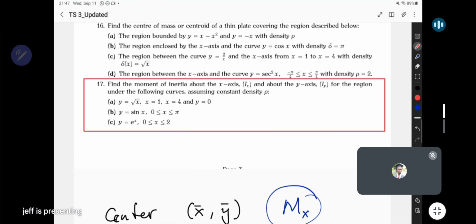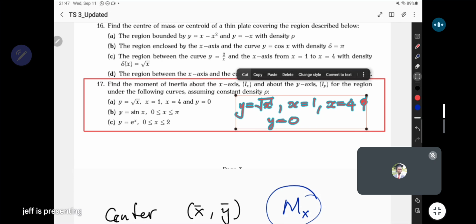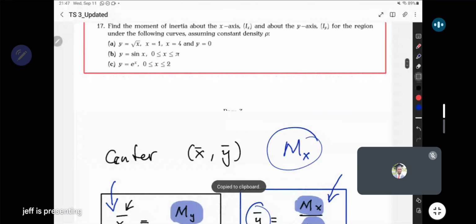So for this problem now, of course, we'll use the same techniques that we did earlier. The functions we are working with: y equals root x for the first problem, x equals 1, x equals 4, and y equals 0. The density here is uniform, which just means it's going to cancel out eventually, so we can leave it out. So we get that.